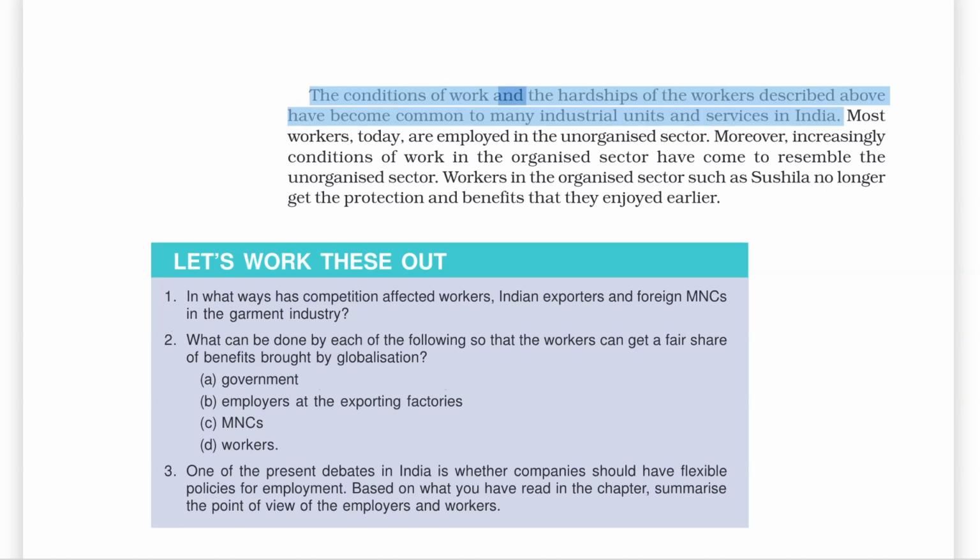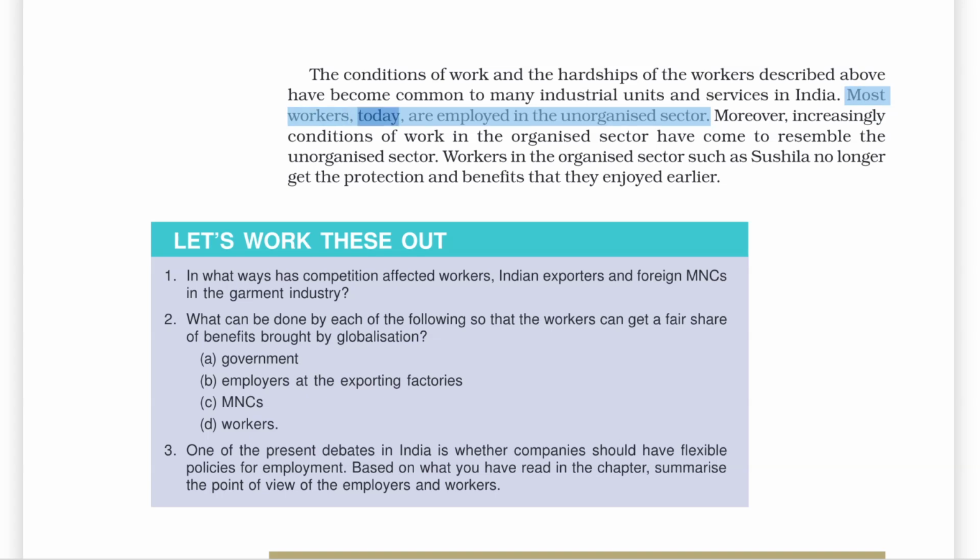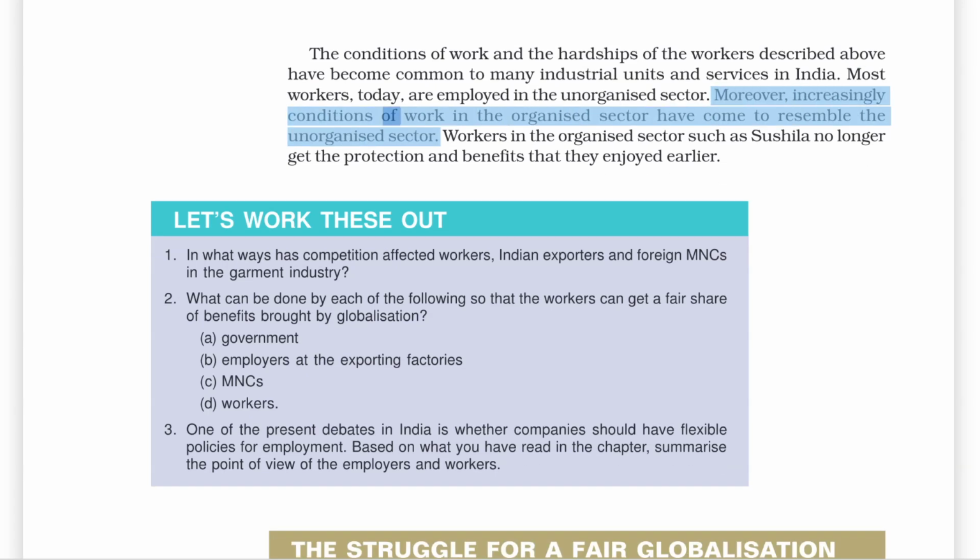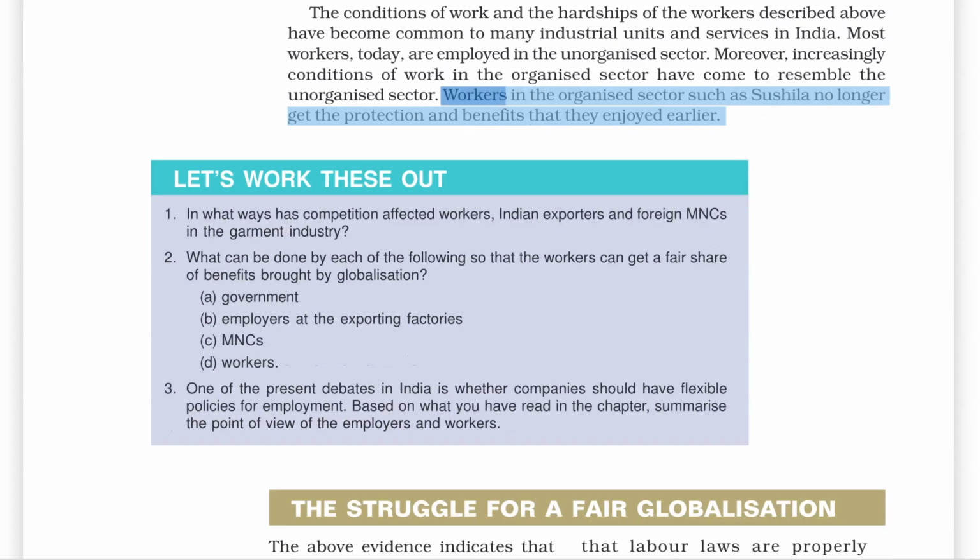The conditions of work and the hardships of the workers described above have become common to many industrial units and services in India. Most workers today are employed in the unorganized sector. Moreover, increasingly conditions of work in the organized sector have come to resemble the unorganized sector. Workers in the organized sector such as Sushila no longer get the protection and benefits that they enjoyed earlier.